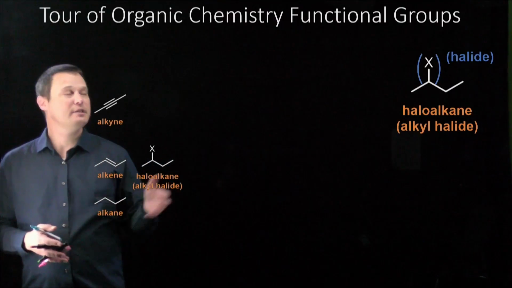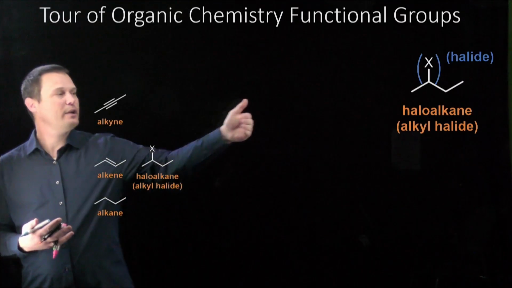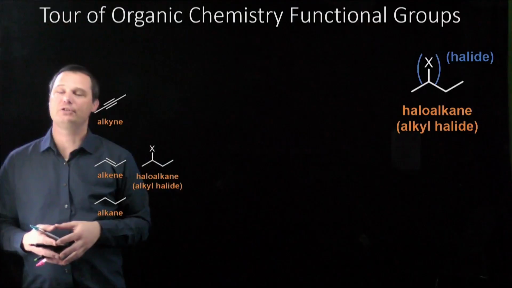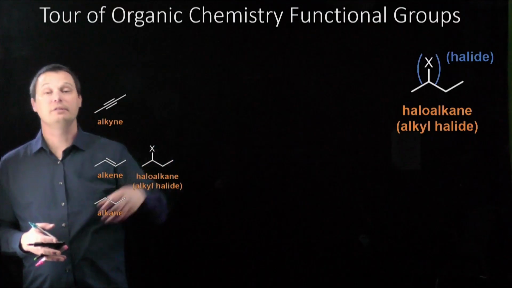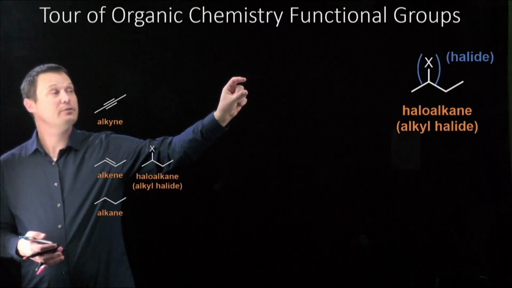And the first functional group I want to tell you about is a haloalkane. A haloalkane, or sometimes called an alkyl halide, is a regular alkyl carbon chain with a halogen attached through a single bond. That fragment with the halogen is called a halide. The noun form of this functional group is haloalkane, and the adjective form of this fragment is a halide.